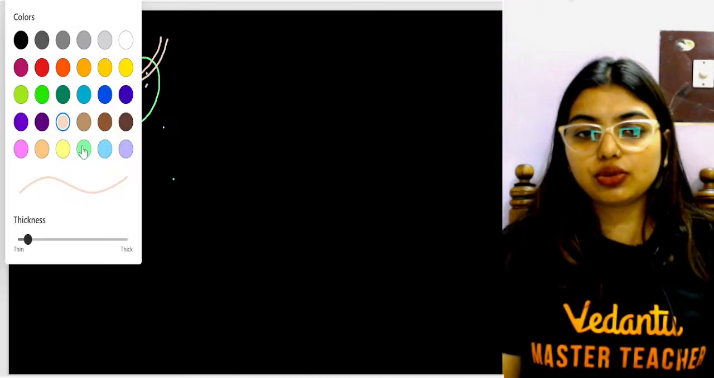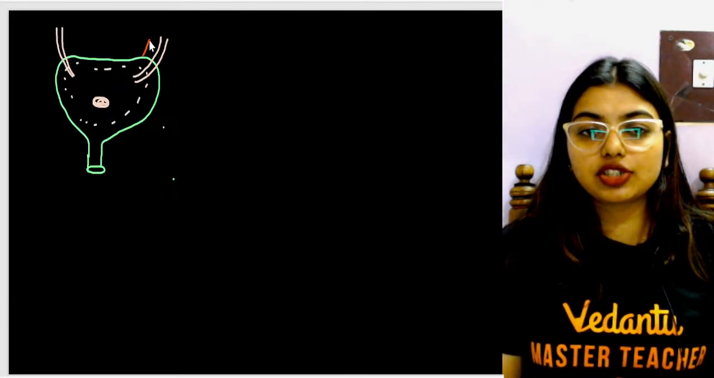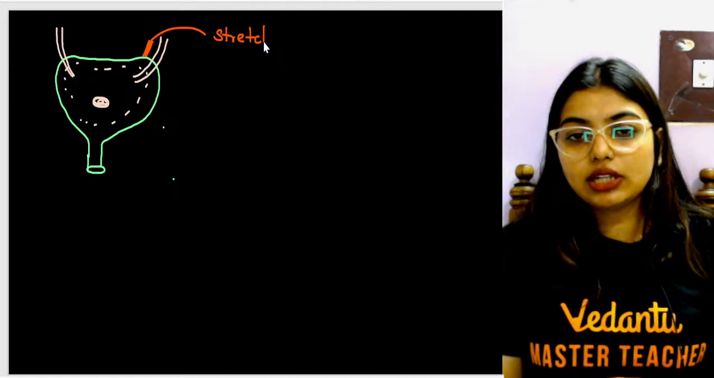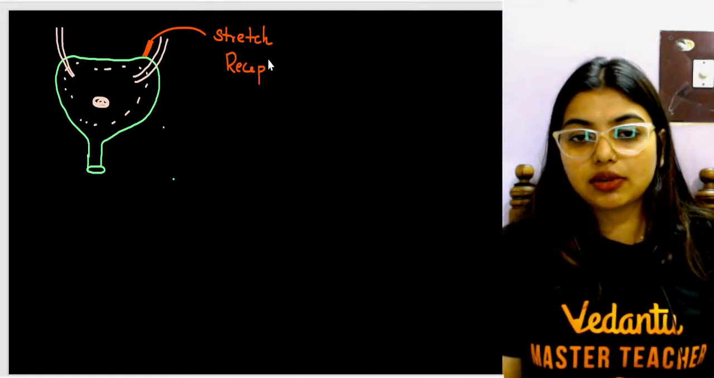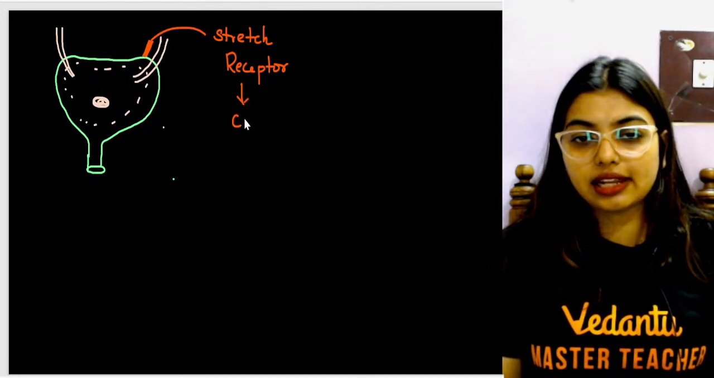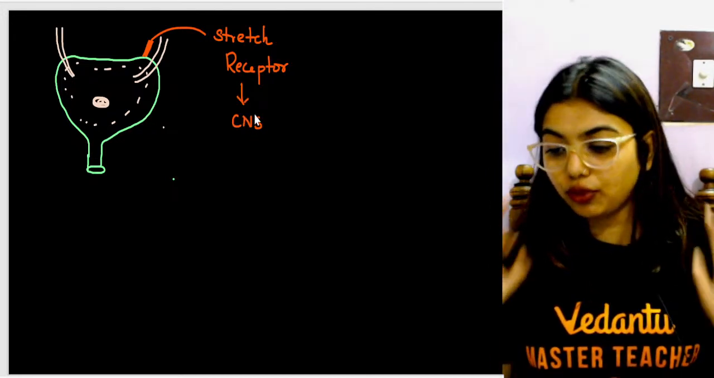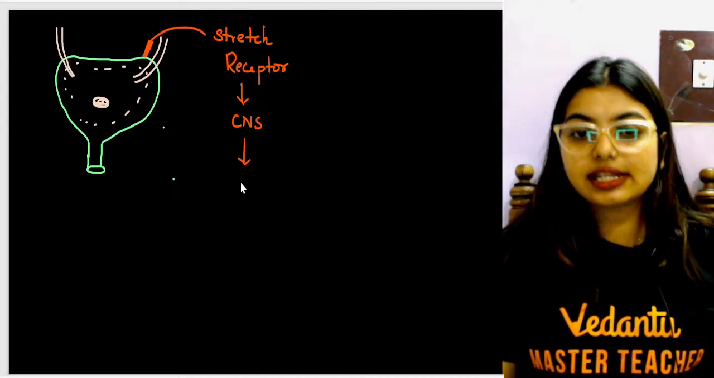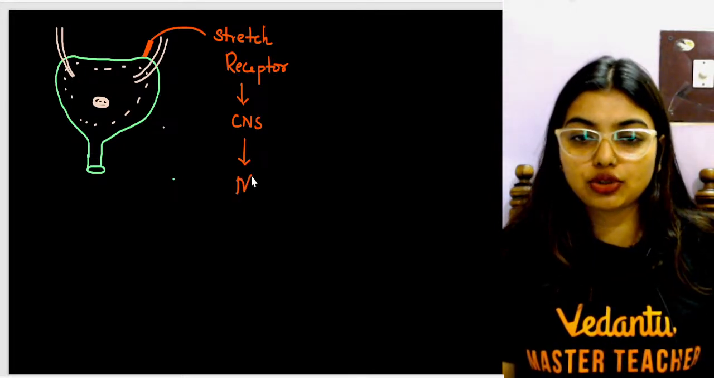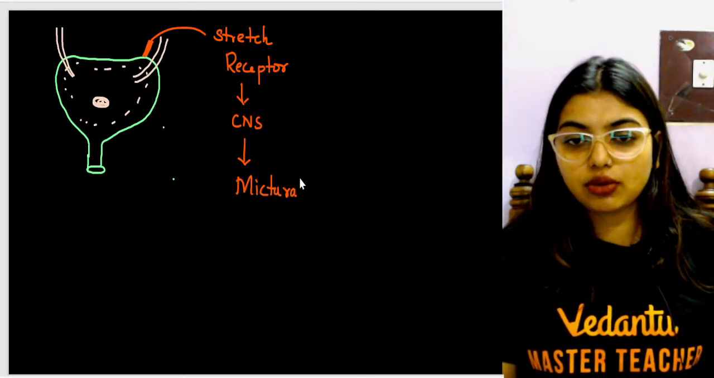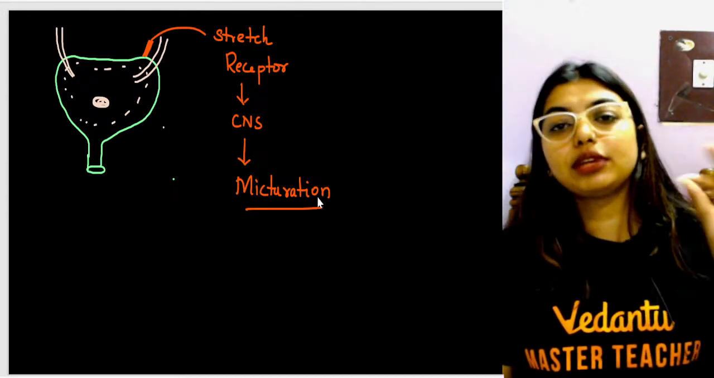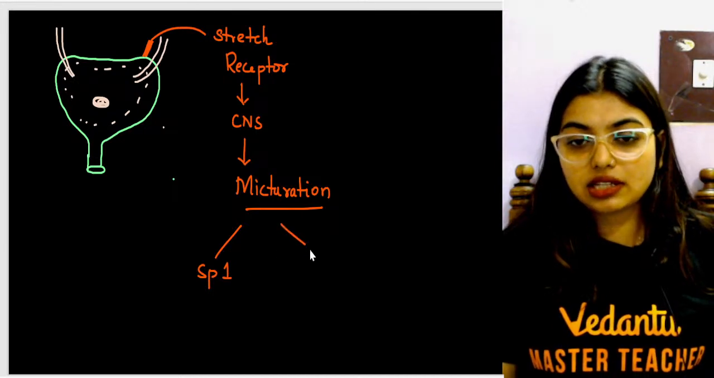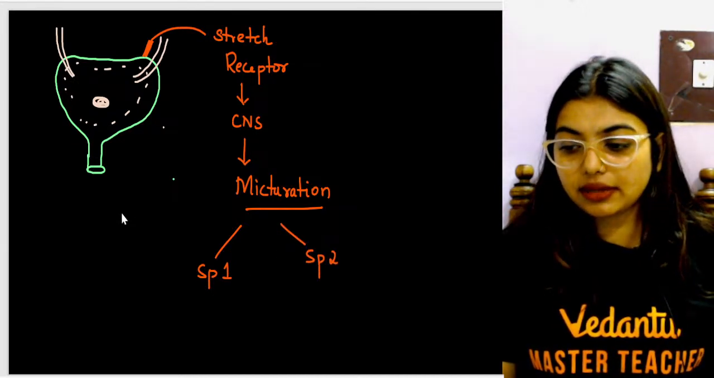Now, students, on this urinary bladder, there is going to be a receptor which is called the stretch receptor. I'm just drawing it indicatively. Now, what is the stretch receptor going to do? It is going to send a signal to the CNS telling that the urinary bladder has got full. So the CNS will in turn send a signal back telling that, okay, do micturition. What is micturition? Expulsion of urine. For micturition to happen, there are two sphincter muscles, sphincter muscle 1 and sphincter muscle 2. Where is it going to be present?